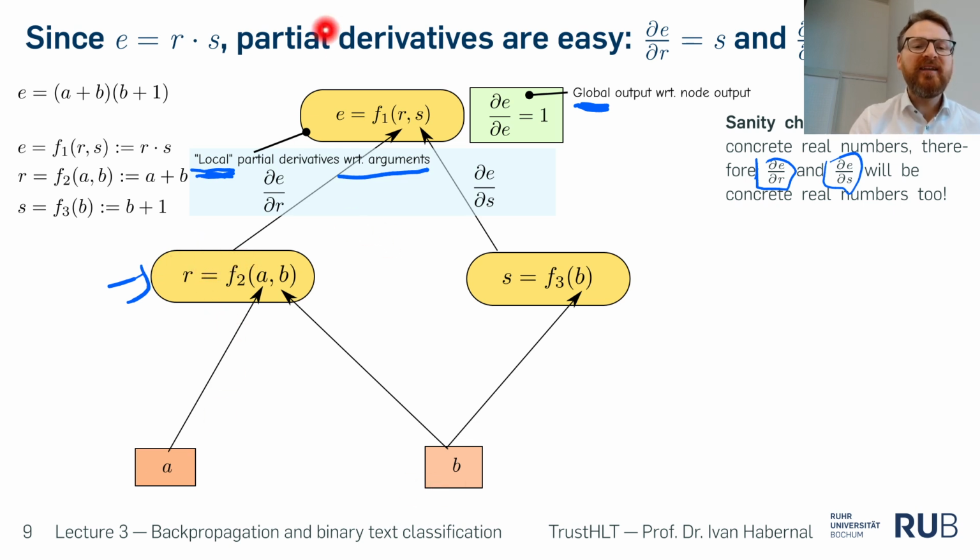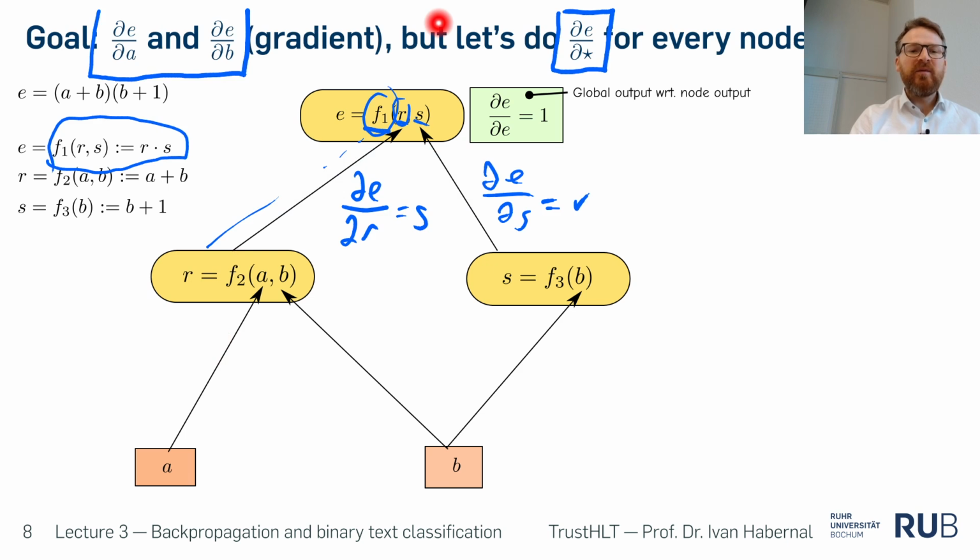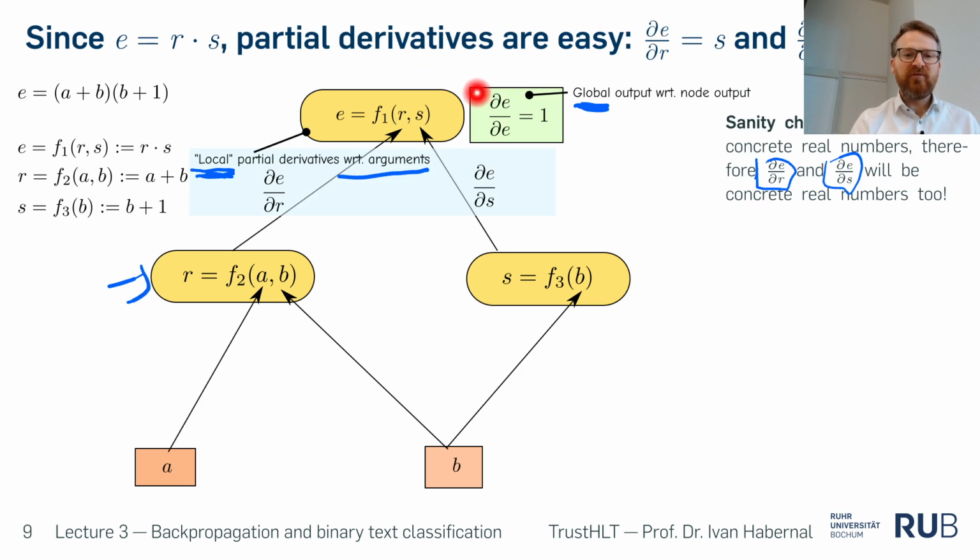Okay, so the idea is like what we said. Let's come back. We want to get the partial derivative of E with respect to something for every node. So we started with the partial derivative of E with respect to itself here. And what we want is the partial derivative of E with respect to R in this node, and here we need the partial derivative of E with respect to S. That's also an option. So we can compute this because it will be helpful to computing something else down the road.